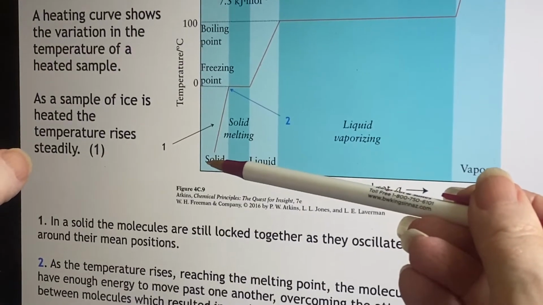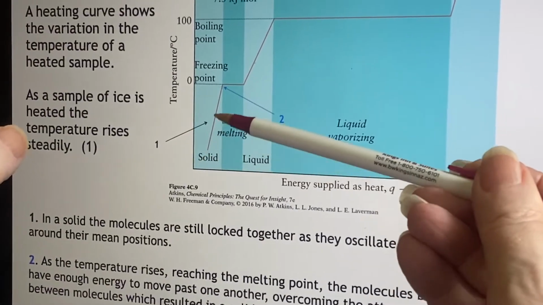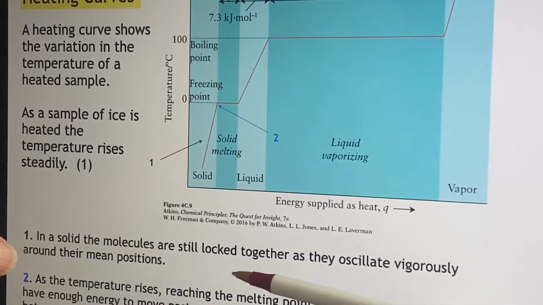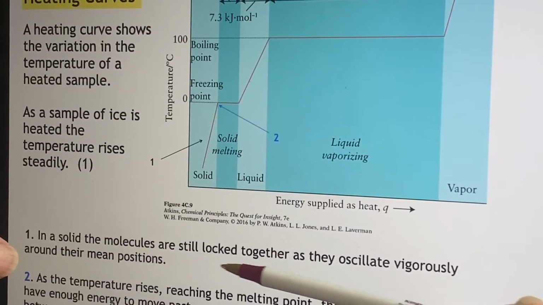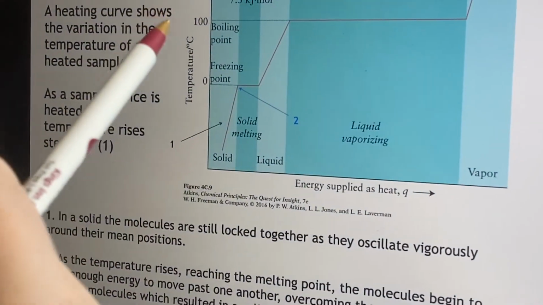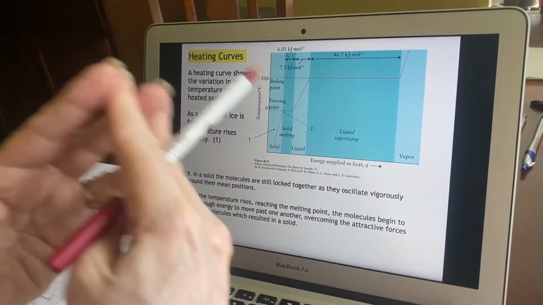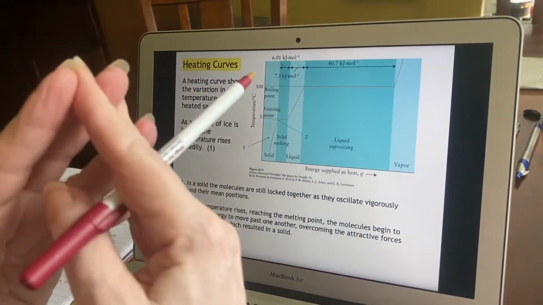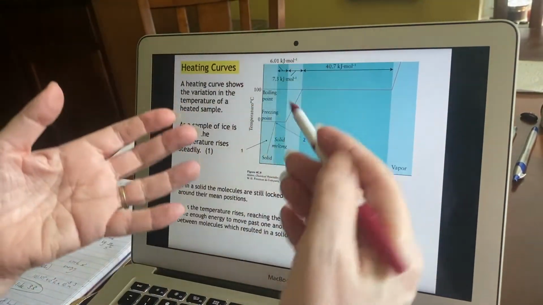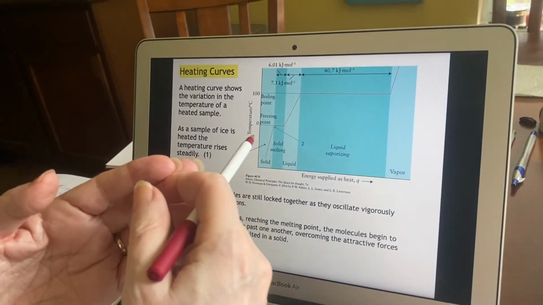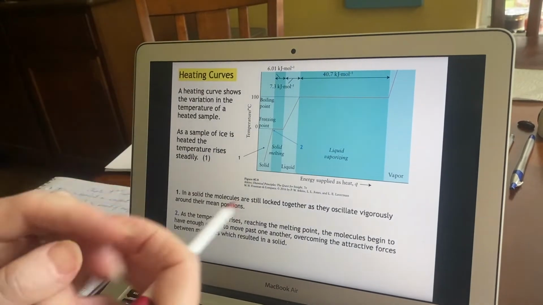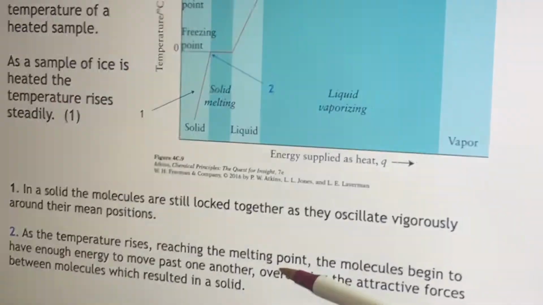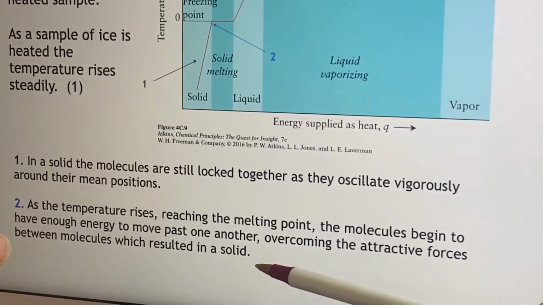The ice was very cold. It's still ice until it gets to 0. They're still locked together. They might oscillate a little faster, but they're still locked together. You know, they might be going like this versus this, jiggle, jiggle, but they're still locked in place. Then once they start melting, some of them start tumbling over each other. When all of them are able to tumble freely over each other, then you're a liquid. So once you get to that melting point, they're going to start moving past each other.